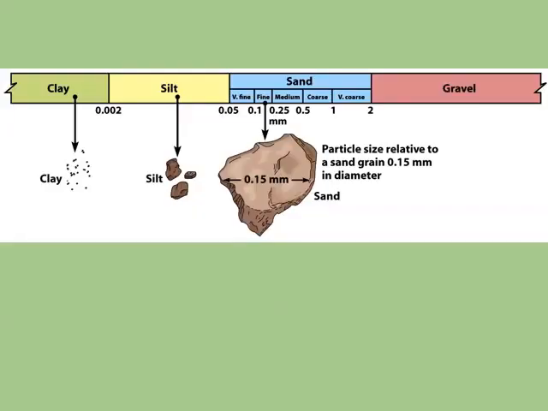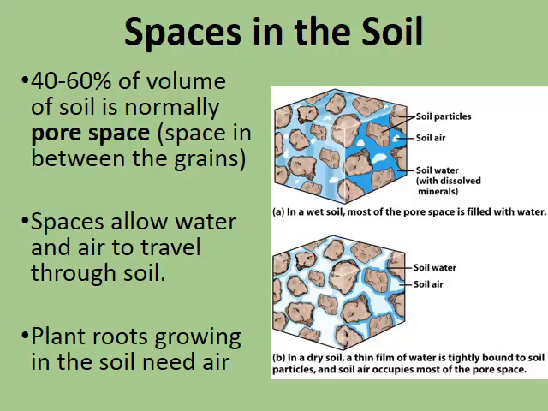Looking at it, if we were going to put them against each other, your clay, your silt, and your sand, you have very fine sand, medium, coarse, very coarse, and then gravel. We're just going to generalize here with clay, sand, and silt. Spaces in the soil. About 50% of the soil is about those pore spaces. Okay, remember 25% air, 25% water.